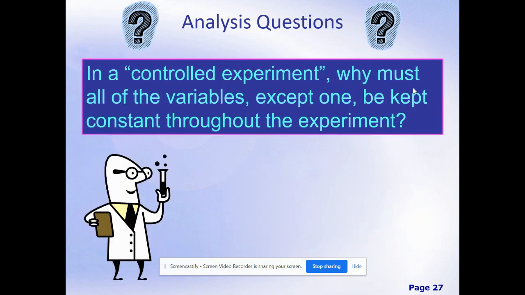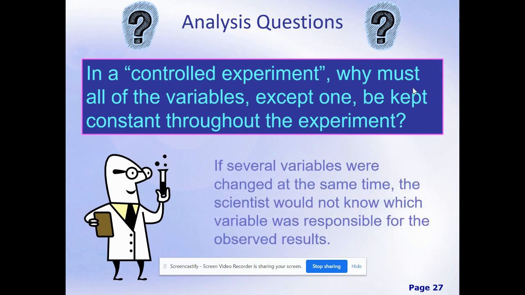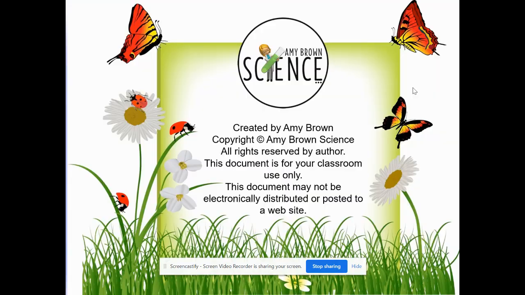Next question. In a controlled experiment, why must all of the variables except one be kept constant? So if we change several variables, we wouldn't know which variable was responsible for our results. So for example, if the plants got different amounts of sunlight, we wouldn't know if that or the fertilizer affected the plant's growth. Okay, that's all for today.